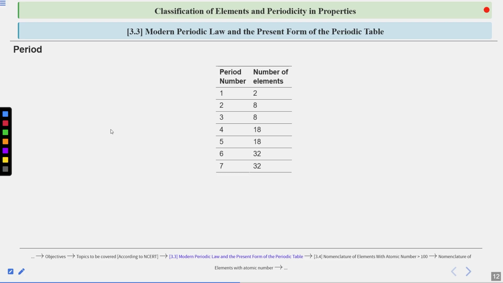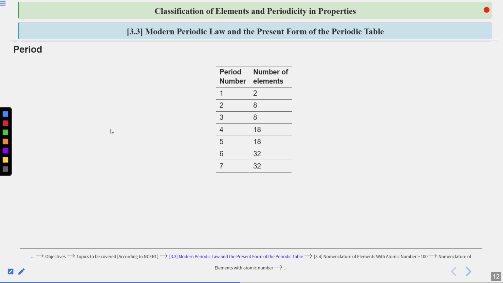This is the number of elements that are present in each of the periods, or I would say the theoretical number, because in the 7th period there are less than 32 elements present, because some of them are not discovered. They are named, but not fully identified.